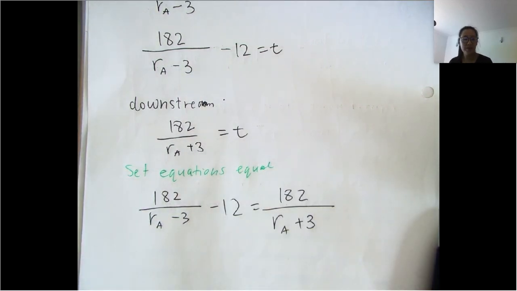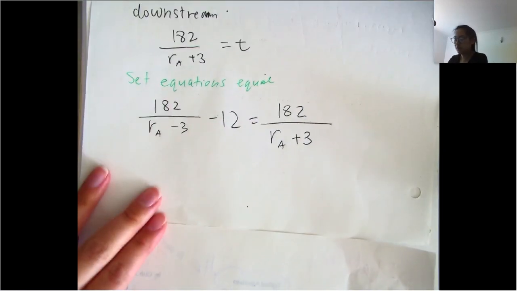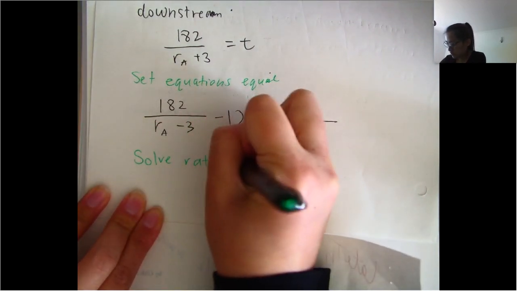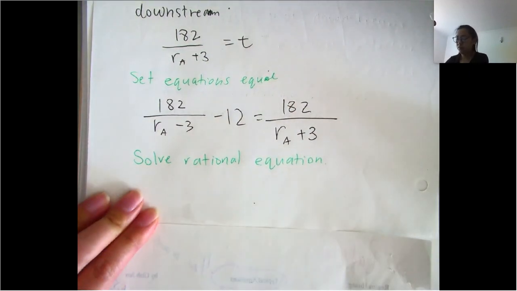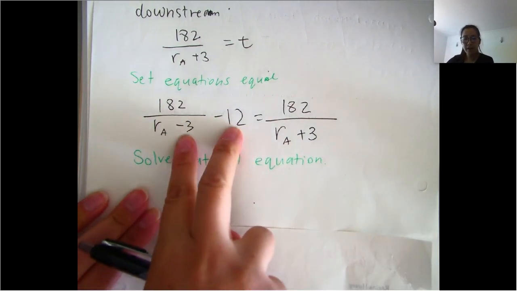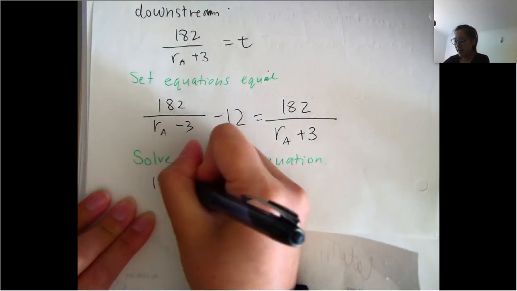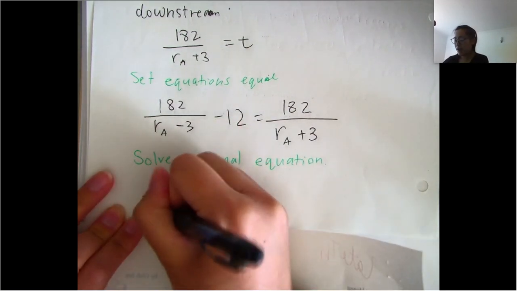Okay, and so now that we have an equation to solve, we're going to solve this the way we've learned. And hey, look, this is a rational equation. So we're now just going to solve this like it's a rational equation. So we're going to find a common denominator here. The common denominator would be R sub A minus 3. So we'll multiply both the numerator and denominator, which would be 12 over 1, by R sub A minus 3.